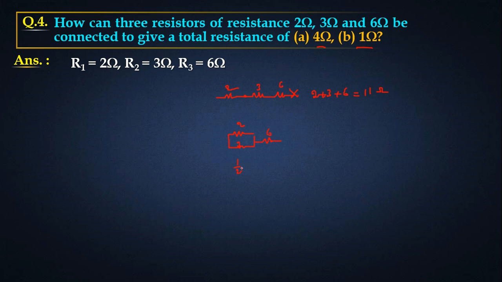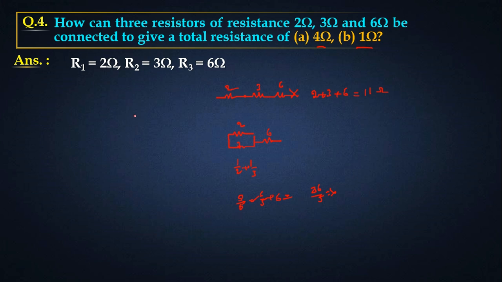So 1 by 2 plus 1 by 3, that equals how much? 5 by 6, or 6 by 5, plus 6. So here also we are not getting 4 or 1 ohm. Is it right? 6 by 5 plus 6 is 36 by 5. So we are not getting 4 or 1 ohm here again.